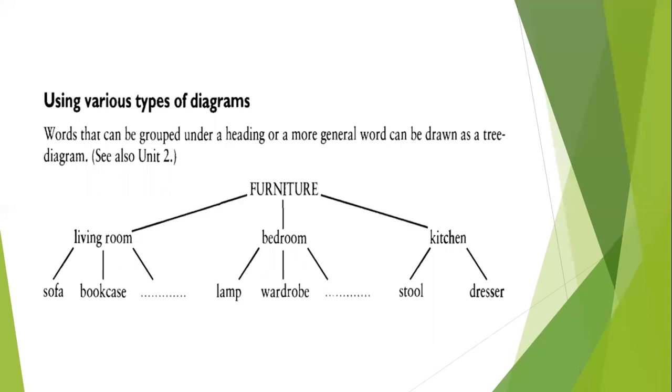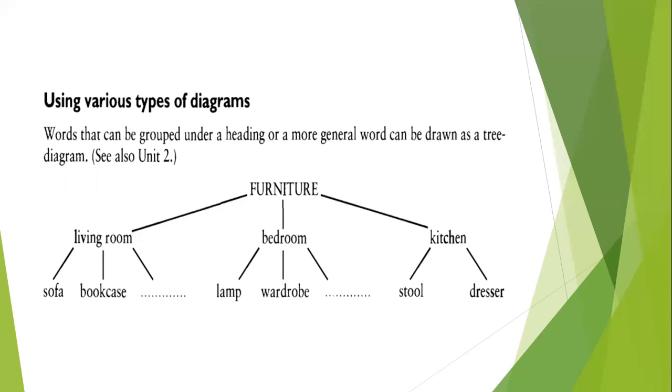Using various types of diagrams. So here the diagram is given under the heading furniture. For this method, you should find the more general word and then you can find other words. For example, here in the diagram, the general word is furniture, and you can continue the list with living room, bedroom, kitchen. Why have we chosen these words? Because we can see furniture in these rooms.